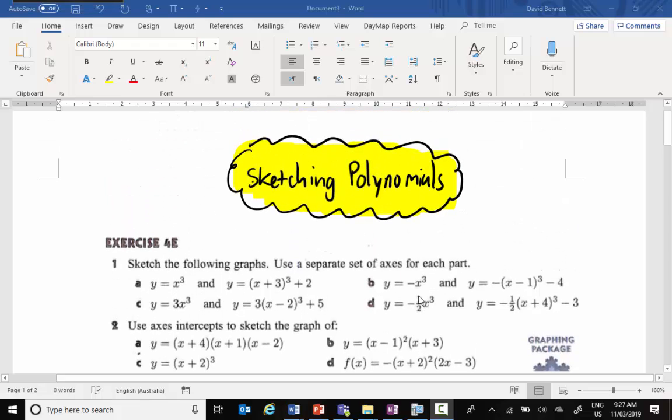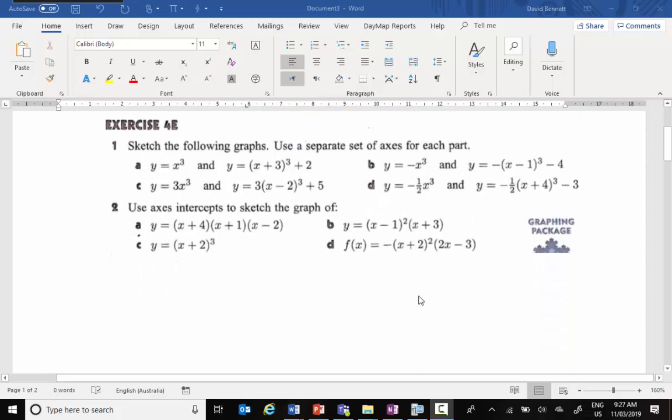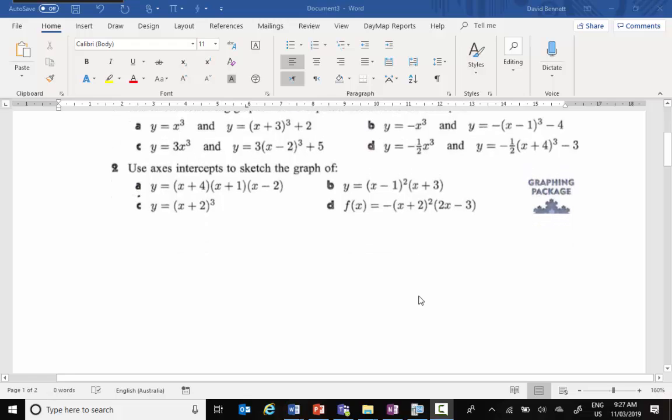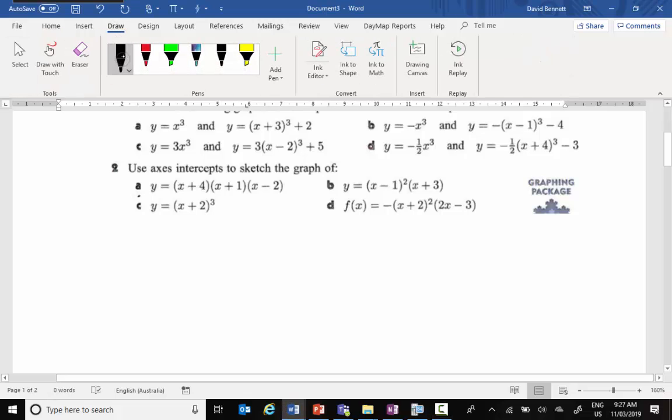Now in today's video I'm going to be looking at sketching some curves or some polynomials, and we're going to do part 2 of 4e for you. I'm going to do the first couple as an example. So in part A, I've been given the following equation.